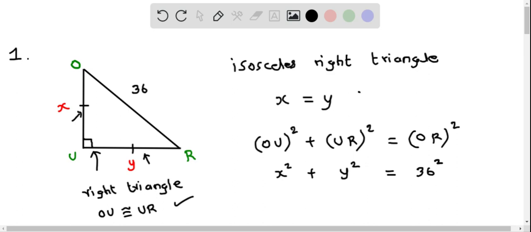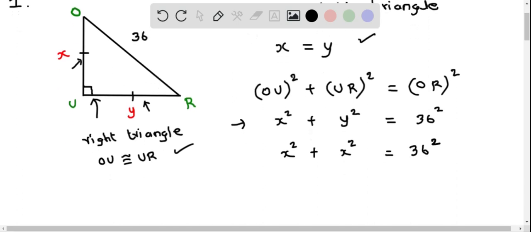Now we will use this relation which we have found from this diagram. Since it is an isosceles right triangle, we found this relation, that is x equals y. So in this equation, I'm going to replace x by y, or I can replace y by x. So preferably I replace y by x here. So therefore this will become x squared plus, if you replace y by x, x squared, and this equals 36 squared. Now let's evaluate this.